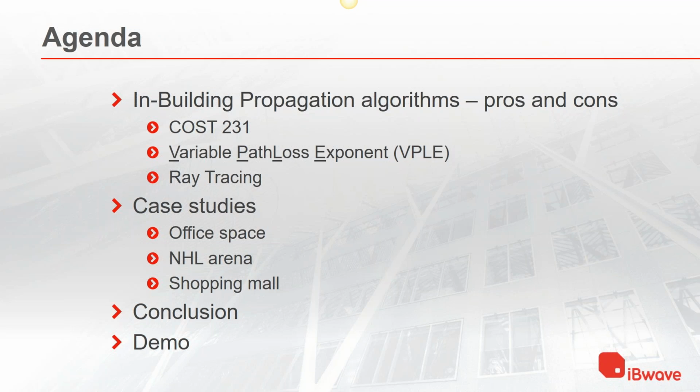There are three different algorithms that you can choose from in our solution. The first one is, and we will talk about that first, about COST 231, wireless PathLoss Exponent, and ray tracing. And then we will talk about accuracy of those three in case study section, where we will see what is going on in office space, hockey arena, and shopping mall. Then we'll make a conclusion as to what would be the most appropriate scenario to utilize each of those three propagation algorithms.